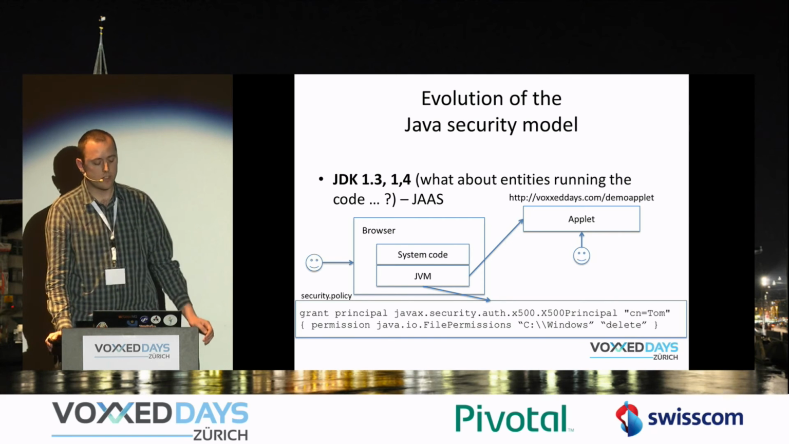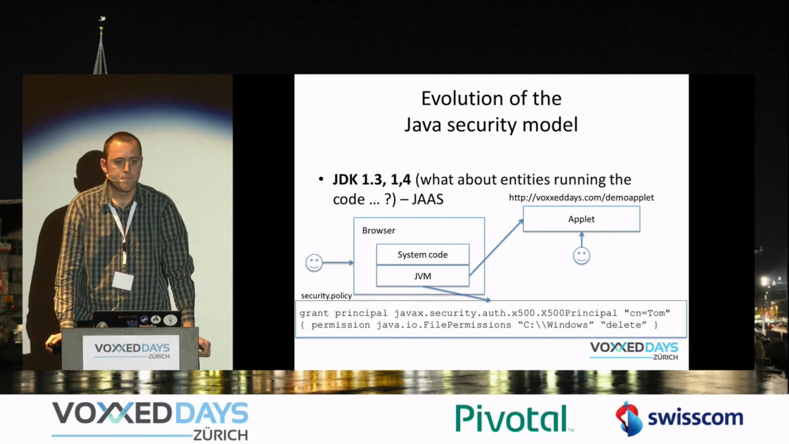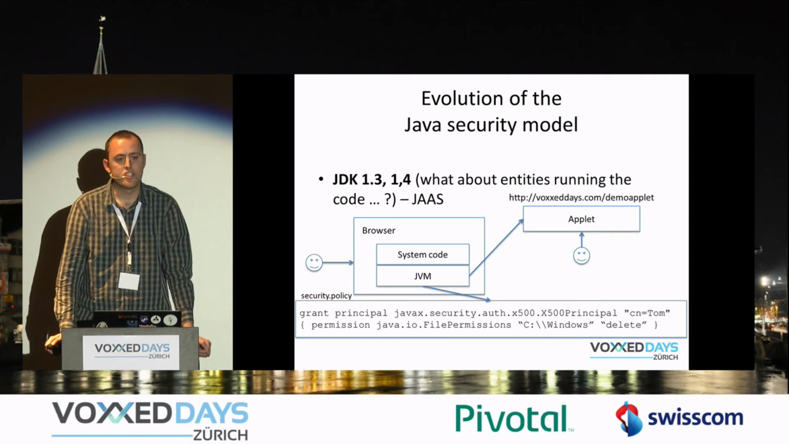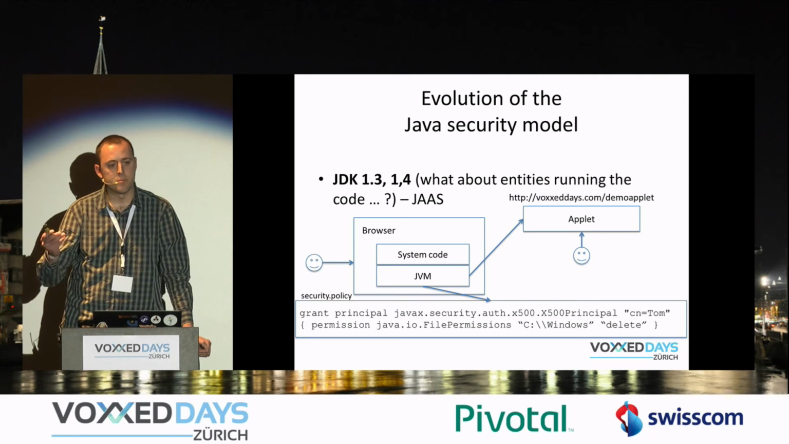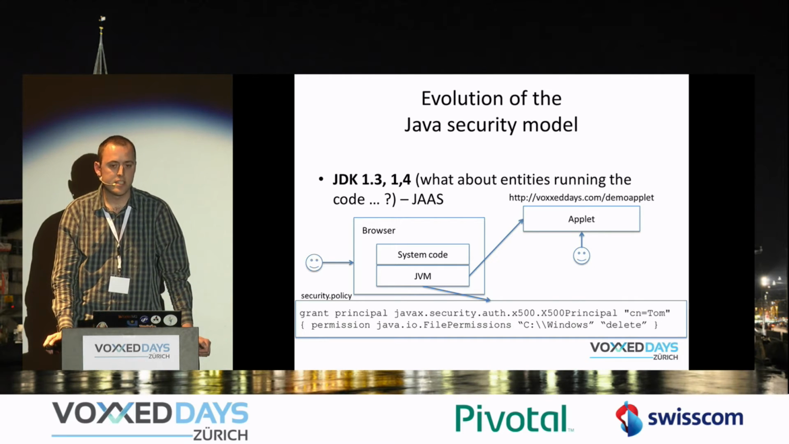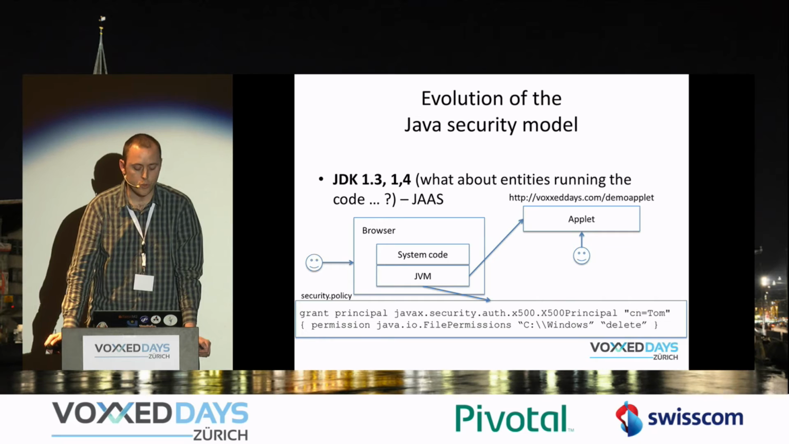So JAAS is the Java Authentication and Authorization Service. The idea behind JAAS is to be able to specify who is the one running the source code. Until version 1.2 of the JDK, we only had a set of permissions and the location of the source code. But now we have a third dimension, and that's the user that's running the source code.